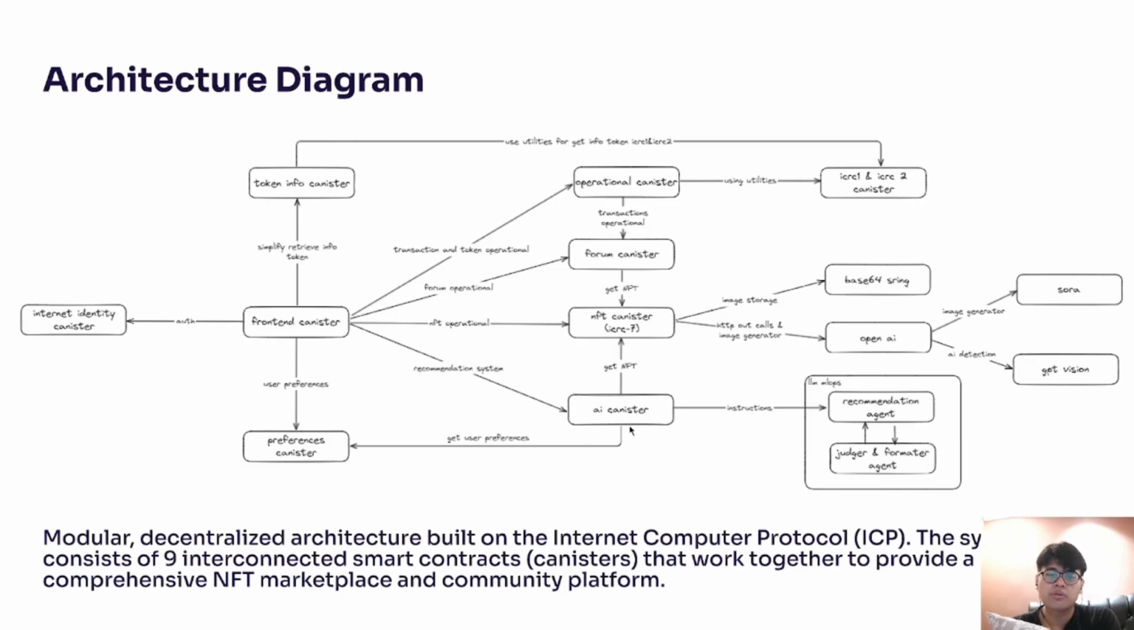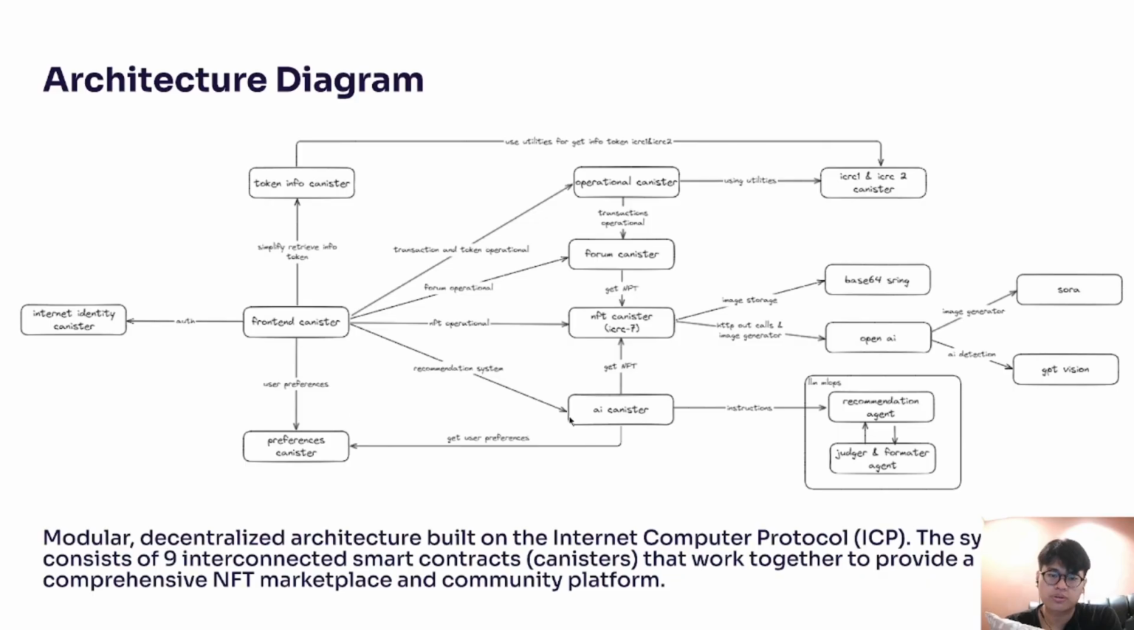For the recommendation system, we use the AI canister. So we use Ollama and MLOps, and this is the AI agent basically. We have three AI agents: a recommendation agent, a judge agent, and a formatter agent, and the pattern is conversational. They will talk to each other until we get the correct results, and then we respond back to the canister, and we can show it on the frontend.